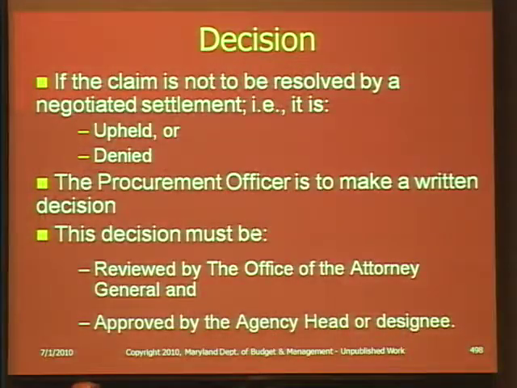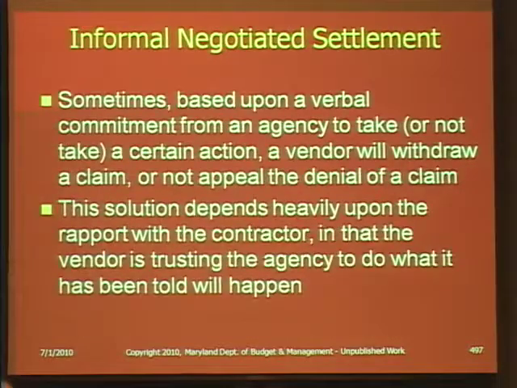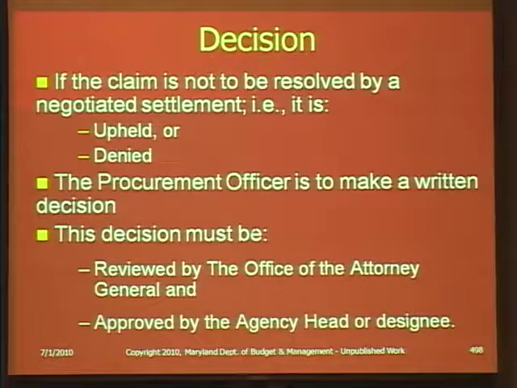So we'll go back to the three possibilities. You can have a formal negotiated settlement, an informal negotiated settlement, and if you do not have a settlement of any kind, and the vendor doesn't simply withdraw the claim, which usually they don't do, you have to make a decision. The procurement officer has to get to the point of saying, I agree, I disagree, or I partially agree, and here's what I agree with, and here's what I don't agree with.